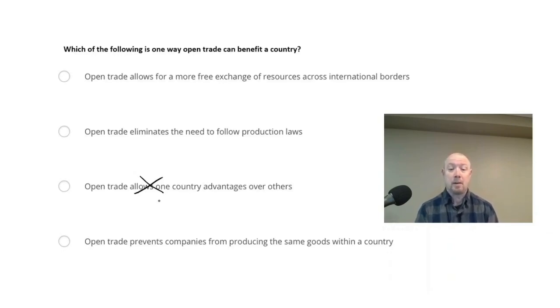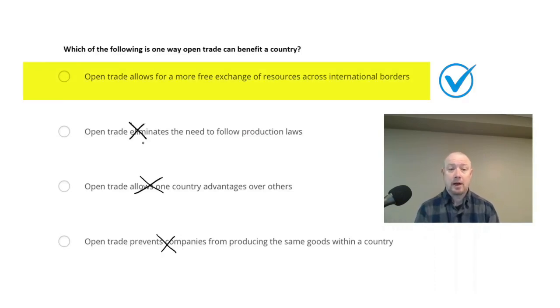Open trade prevents companies from producing the same goods within a country. We have multiple car manufacturers in different countries producing the same product. Open trade eliminates the need to follow production laws. Well, production laws have to be followed for each specific country, so open trade is not going to affect that. And then the last choice is the correct choice. Open trade allows for a more free exchange of resources across international borders.